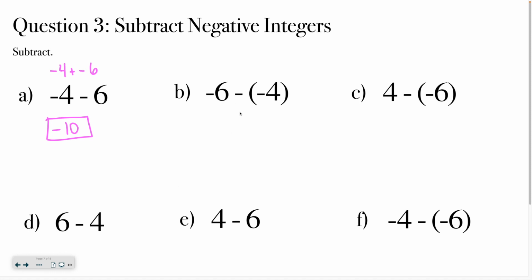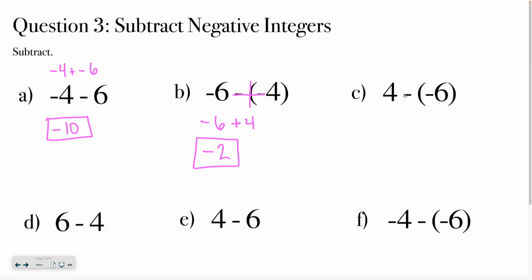Okay? Then for letter B, I see I have minus a negative with no number in between. So that becomes a plus. So I have negative 6 plus 4. Now this time I see I have 1 negative, 1 positive. So I say, which number's bigger? In this case, that's the 6. So I know it's going to be negative because my bigger number is negative. And then what's 6 minus 4? That is 2. My answer is going to be negative 2.